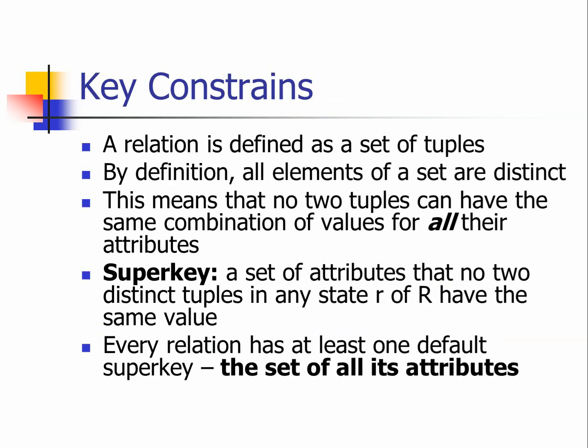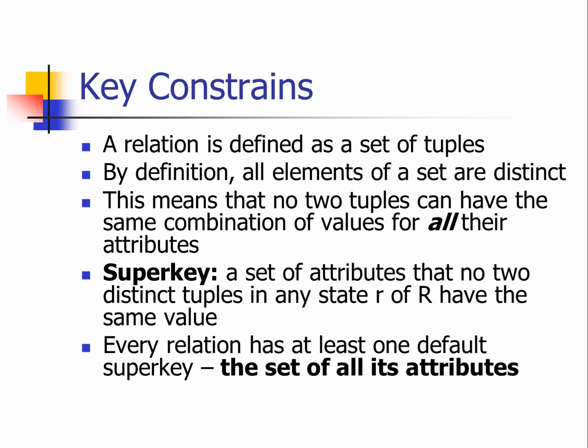A relation is defined as a set of tuples, and therefore, in order to distinguish one tuple from the other, we need to have a key constraint definition to understand how we distinguish one from another. And of course, in a database, by definition, all elements of a set are distinct. There cannot be duplications of two tuples, and therefore they have to be something different. This means that no two tuples can have the same combination of values for all of the attributes.